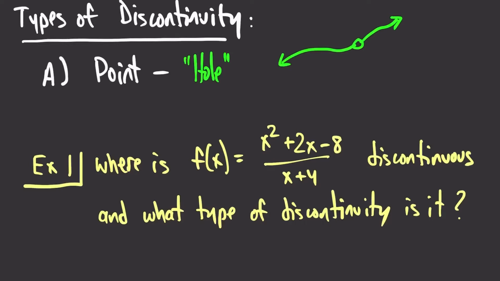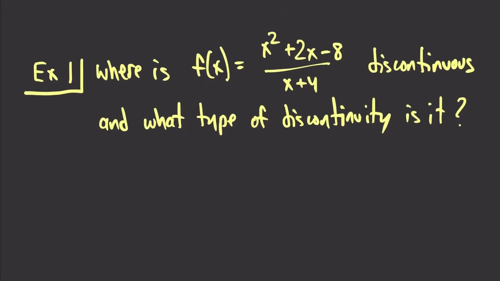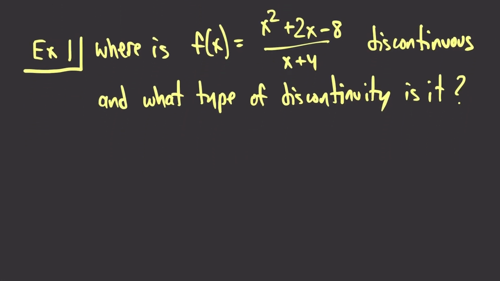All right, so how do we determine that algebraically? Let's take a look at this example. Where is f of x discontinuous, and what type of discontinuity is it? Well, right now we only know one, point discontinuity. But here's the key. To determine where something has discontinuity, you've got to look at that denominator. So where is the denominator equal to 0? It's pretty easy to see that when x is negative 4, that denominator is equal to 0. So I have discontinuity at x equals negative 4.